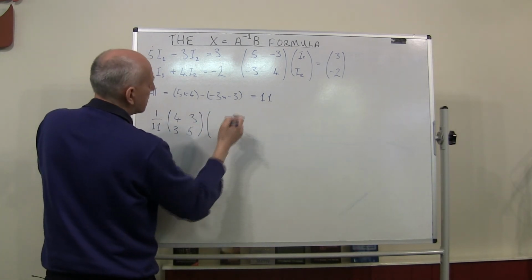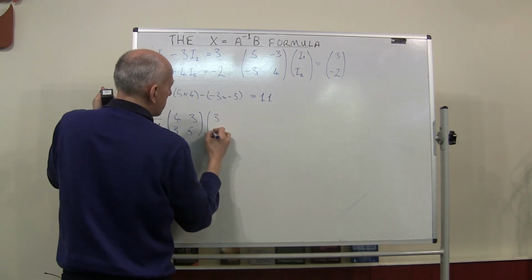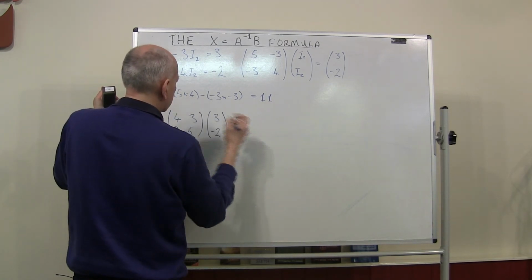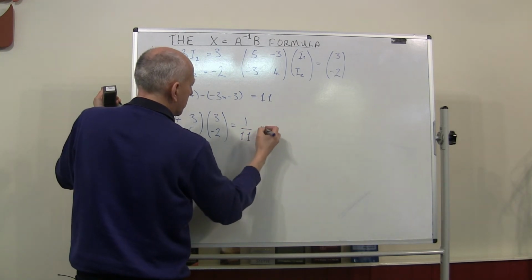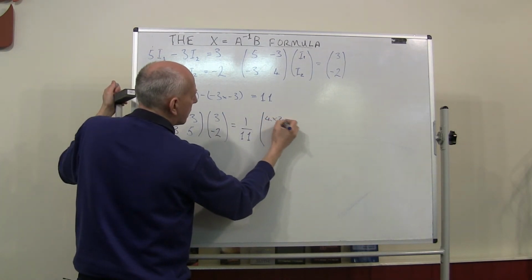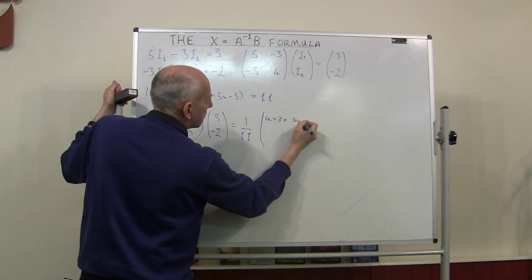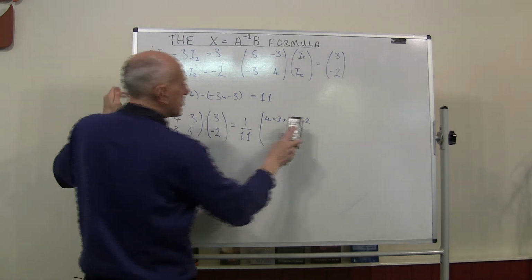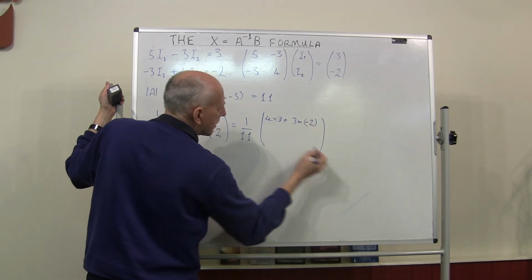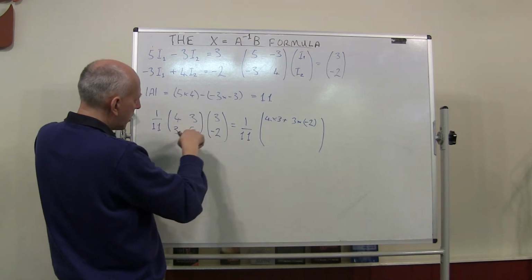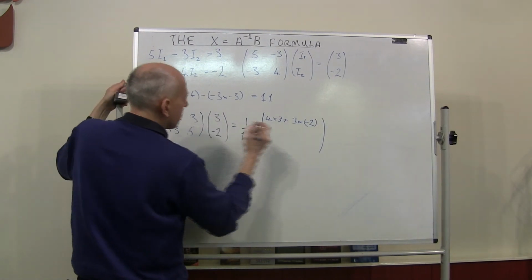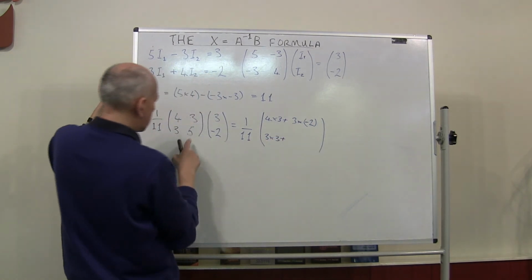Multiply that by our B term, which is 3 and 2 minus 2, and that will give me 1 over 11 times, so 4 times 3 plus 3 times minus 2. And then we go along and down, and then we go along and down again. Be careful not to go up, which is a common mistake. You go down still. So 3 times 3 plus 5 times minus 2.